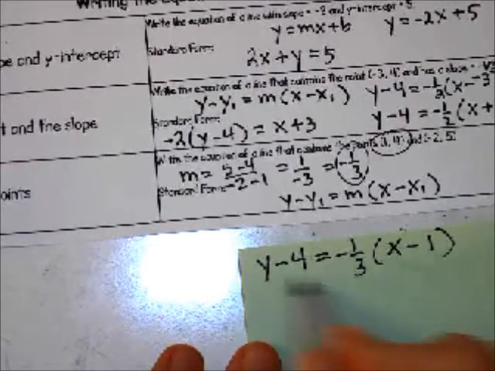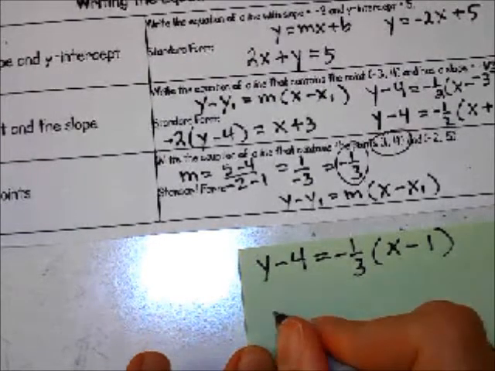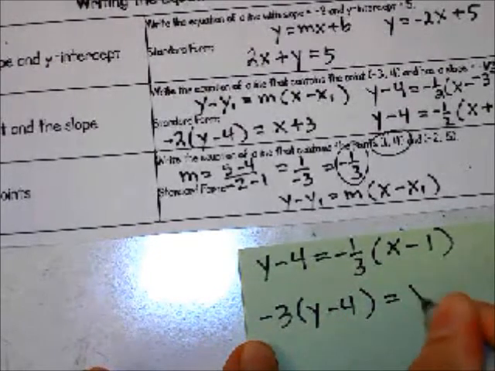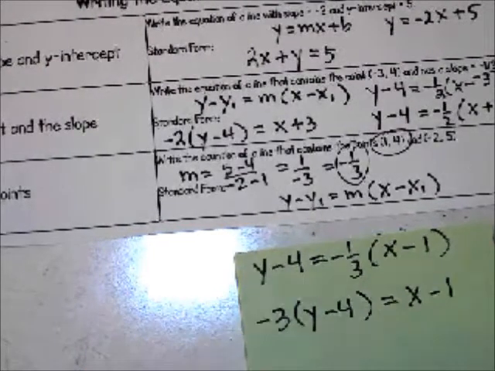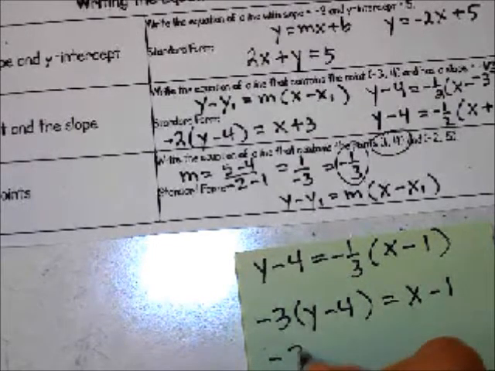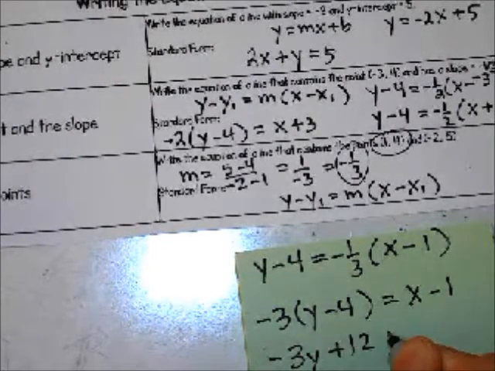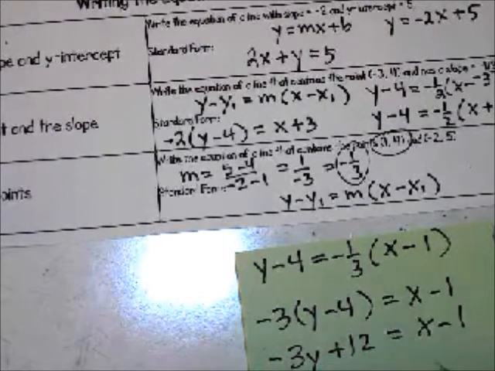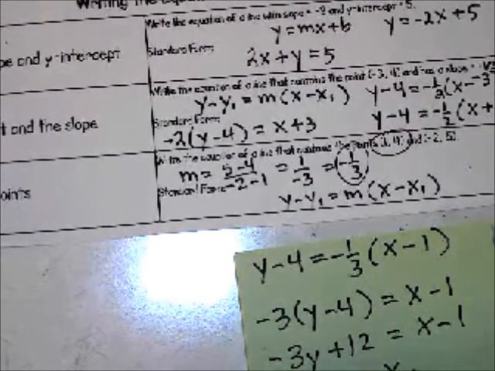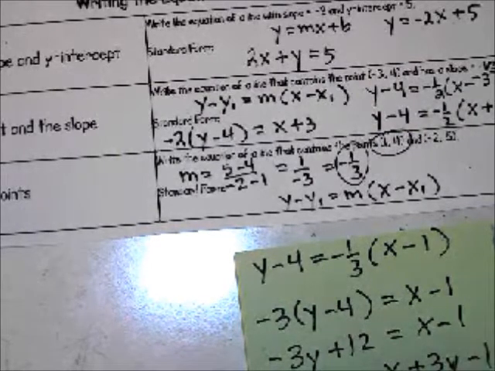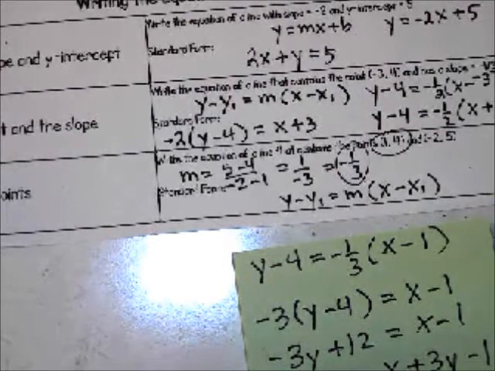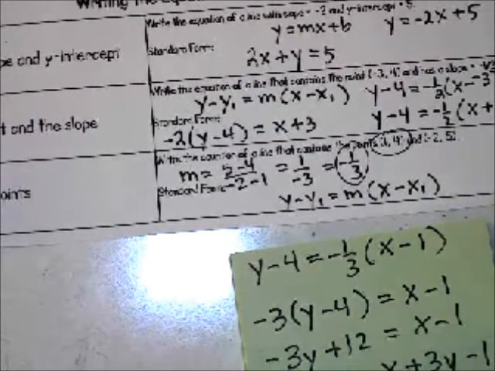And I would multiply by negative 3 on both sides to get rid of that fraction. And then negative 3y plus 12 equals x minus 1. I'm going to leave the 12 on this side this time, and add 1 to both sides. And here's my equation in standard form.